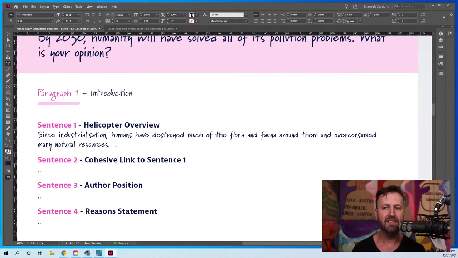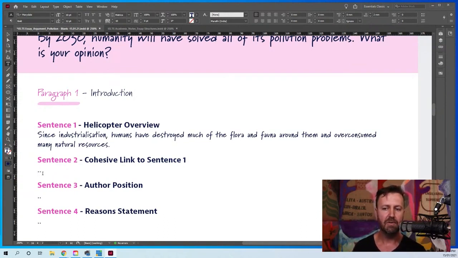So again, since industrialization, humans have destroyed much of the flora and fauna, which are plants and animals, around them and overconsumed many natural resources. That's a pretty good beginning in terms of what are we talking about here? We're talking about humans and their historical behavior.